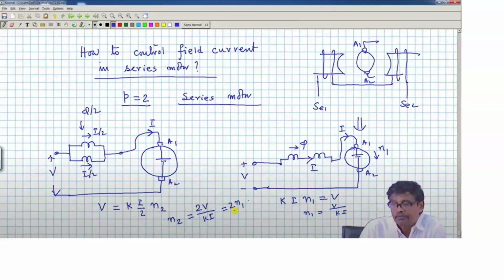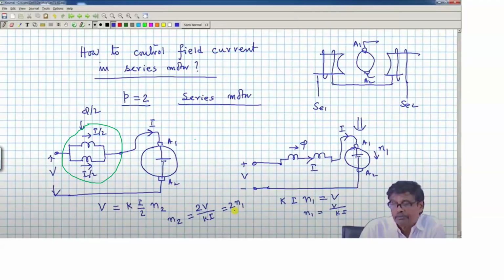Now how to do the speed control of the series motor? If you can change the current which is passing through the field, that is, control the field current, then you can do the speed control of the series motor. Sir has discussed three methods. One method is to change the connection of the field windings, and another is to connect a diverter resistance, which I will discuss.